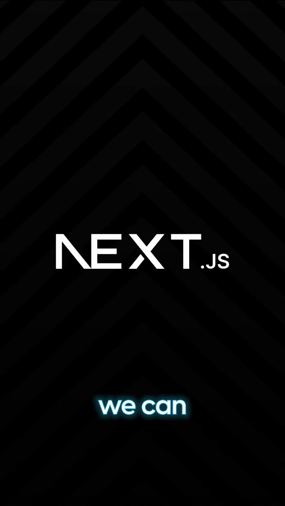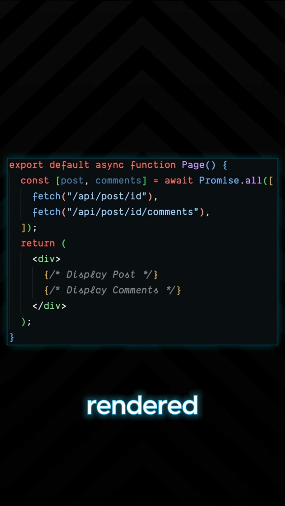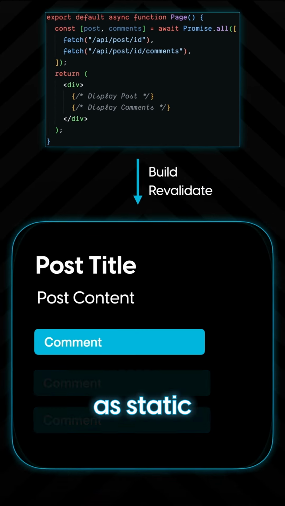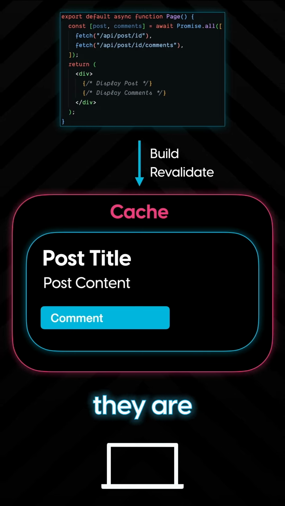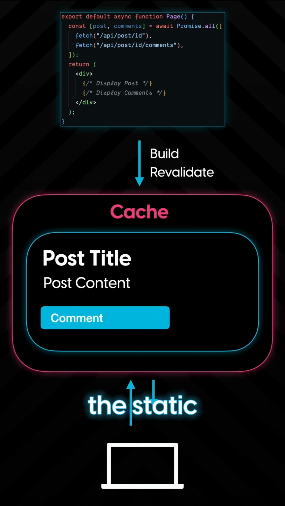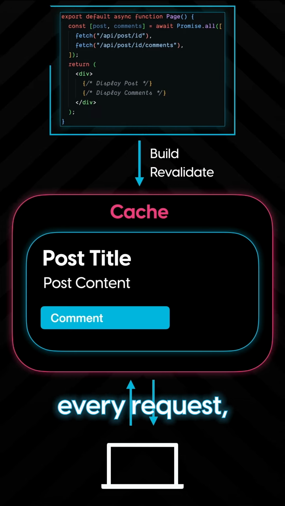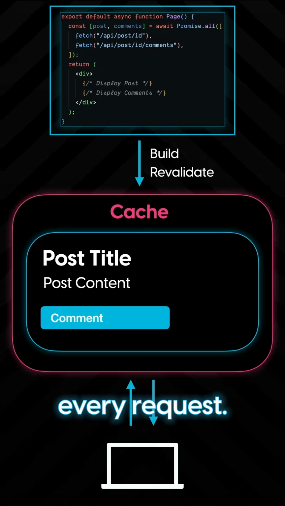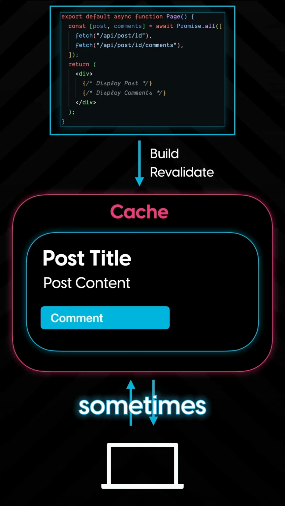In Next.js, we can have a route component that fetches some data. This route can be rendered when we build our app and stored in a cache as static HTML. But now every time someone requests this route, they are going to be served the static HTML from the cache. The component itself is not going to run for every request, and therefore our data is not going to be fetched for every request.